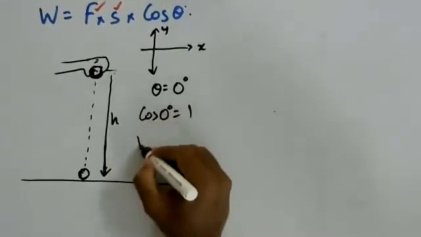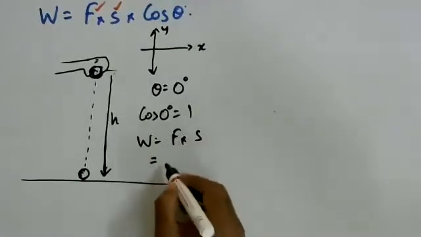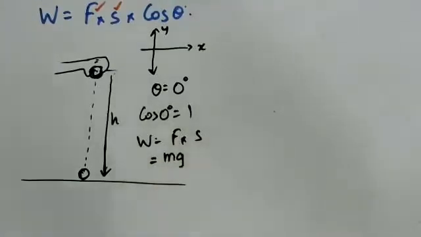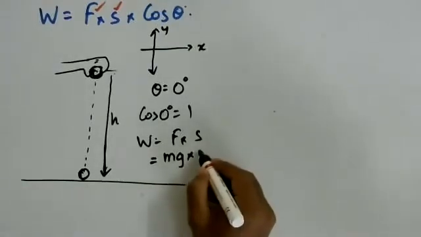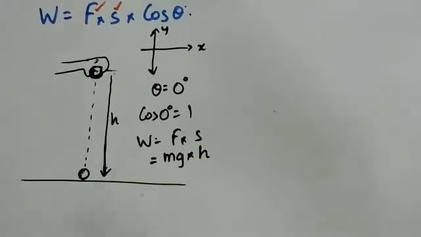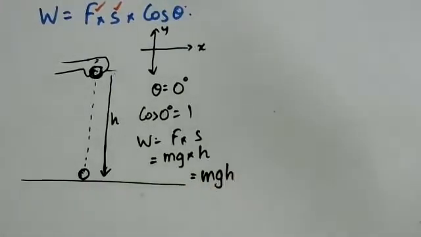And therefore, work done is equal to F times S. I just told you that F is mg, the weight of the object, and the displacement is h. So this mgh pops out, and what that mgh means, we will see a little bit later.